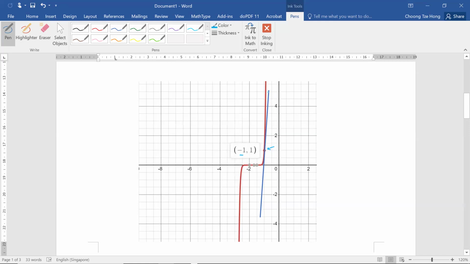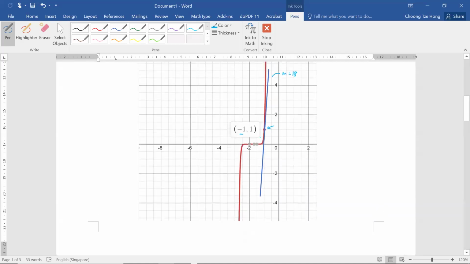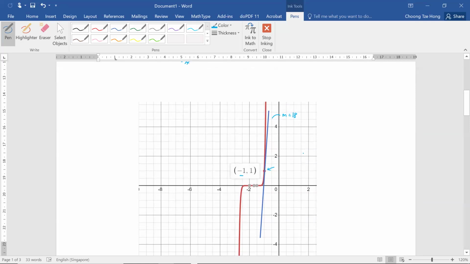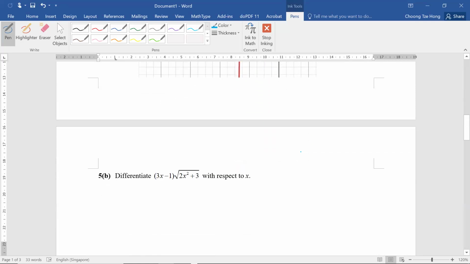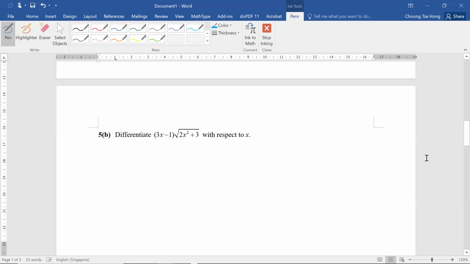As you can see here, the tangent is actually quite steep. And that's why the value of the gradient that we have found, dy/dx, which is 18, is a very high positive value. So you can see how it actually pans out when you plot out the graph. So this is the significance of the dy/dx value that you have found. Okay, let's move on to question 5b.